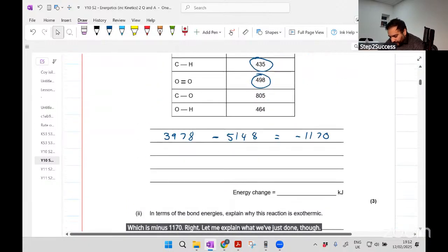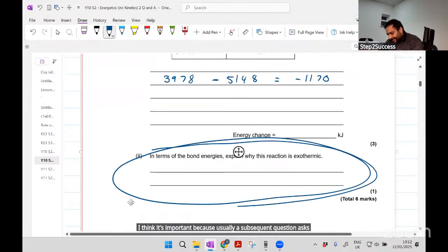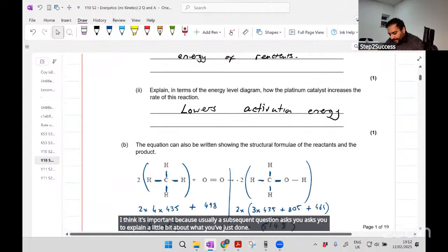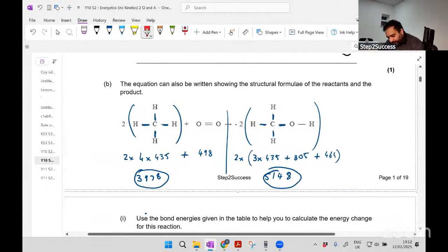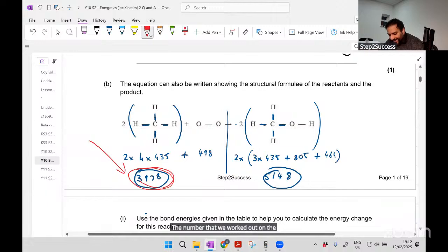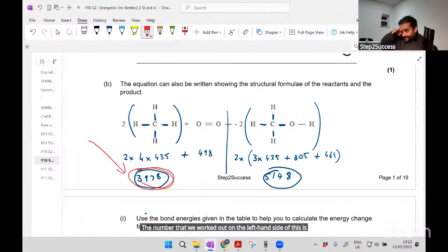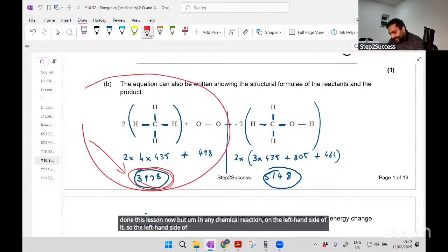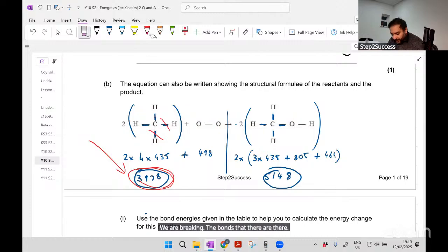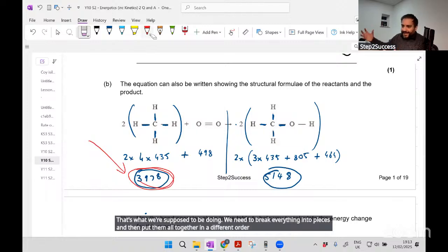Right, let me explain what we've just done, though. I think it's important because usually a subsequent question asks you to explain a little bit about what you've just done. In any chemical reaction, on the left-hand side of the arrow, we are breaking the bonds that are there. That's what we're supposed to be doing. We need to break everything into pieces and then put them all together in a different order, a bit like Lego, where you're breaking everything and then making new stuff with the same pieces.